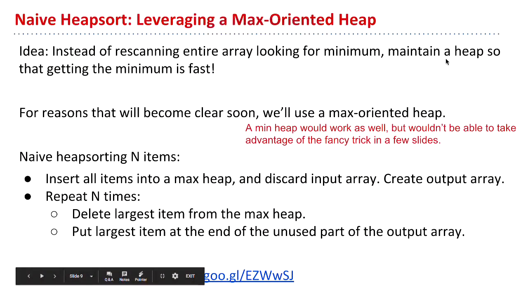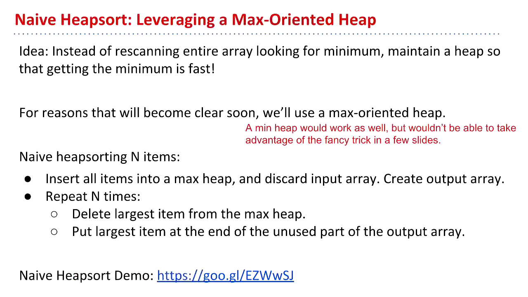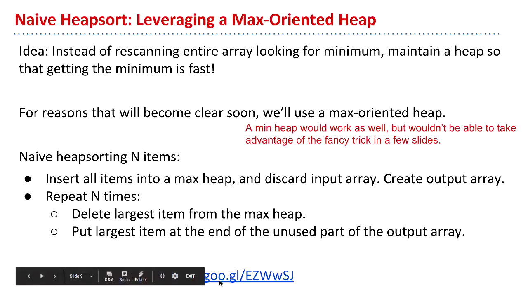Okay, so a natural data structure for keeping track of the smallest thing is a heap. And so what we could do is insert all of our items into a heap. I'm going to use a max heap. You could also use a min heap, but max heaps will end up being a little better for reasons that I think will become clear. So I'm going to take my array, put everything in a max heap, throw away my original array, I don't care about it, and then create an output array, and just remove the max one by one and fill in the array from the back to the front, and I'll end up getting our items in sorted order. So let's try that out.